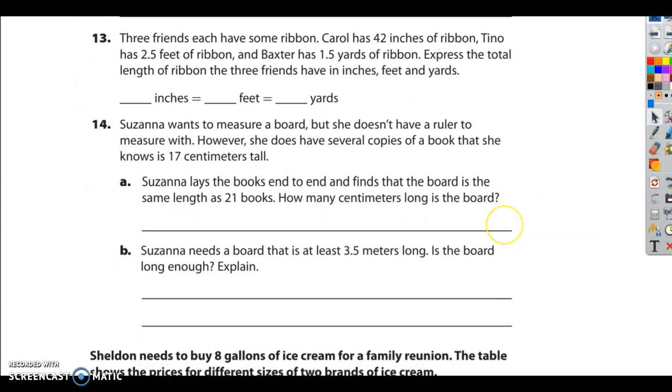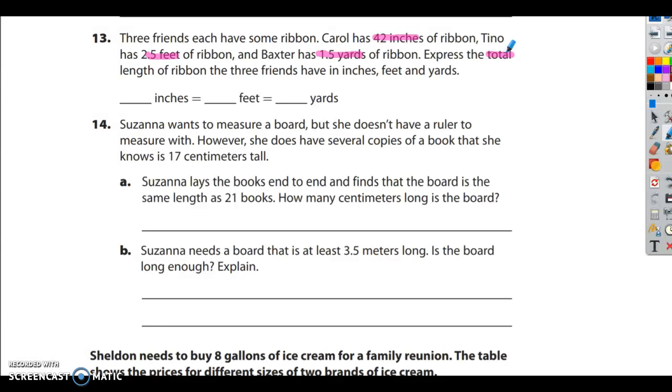Number 13. Some more conversions we're going to need here. It says 3 friends each have some ribbon. Carol has 42 inches of ribbon. Pay attention to the fact that the units change. Tino has 2.5 feet of ribbon, and Baxter has 1.5 yards of ribbon. Express the total length of ribbon the 3 friends have in inches, feet, and yards. So total means we're going to add them all up.